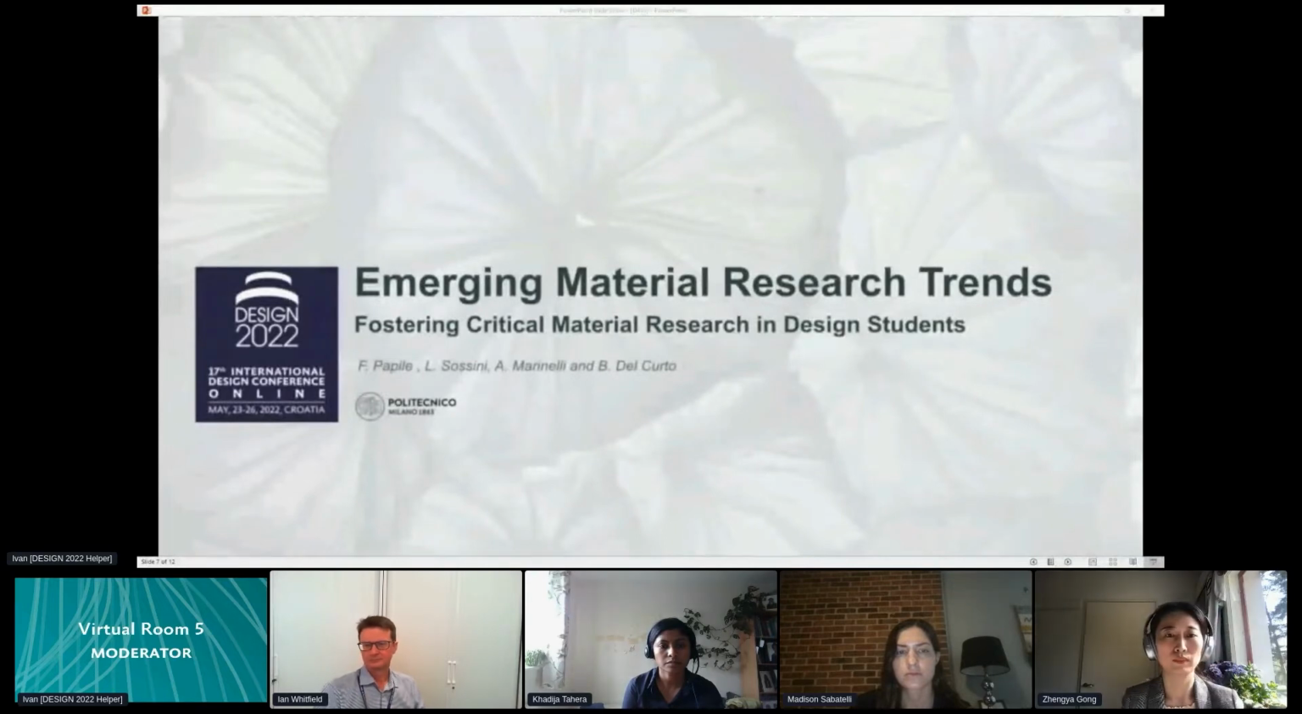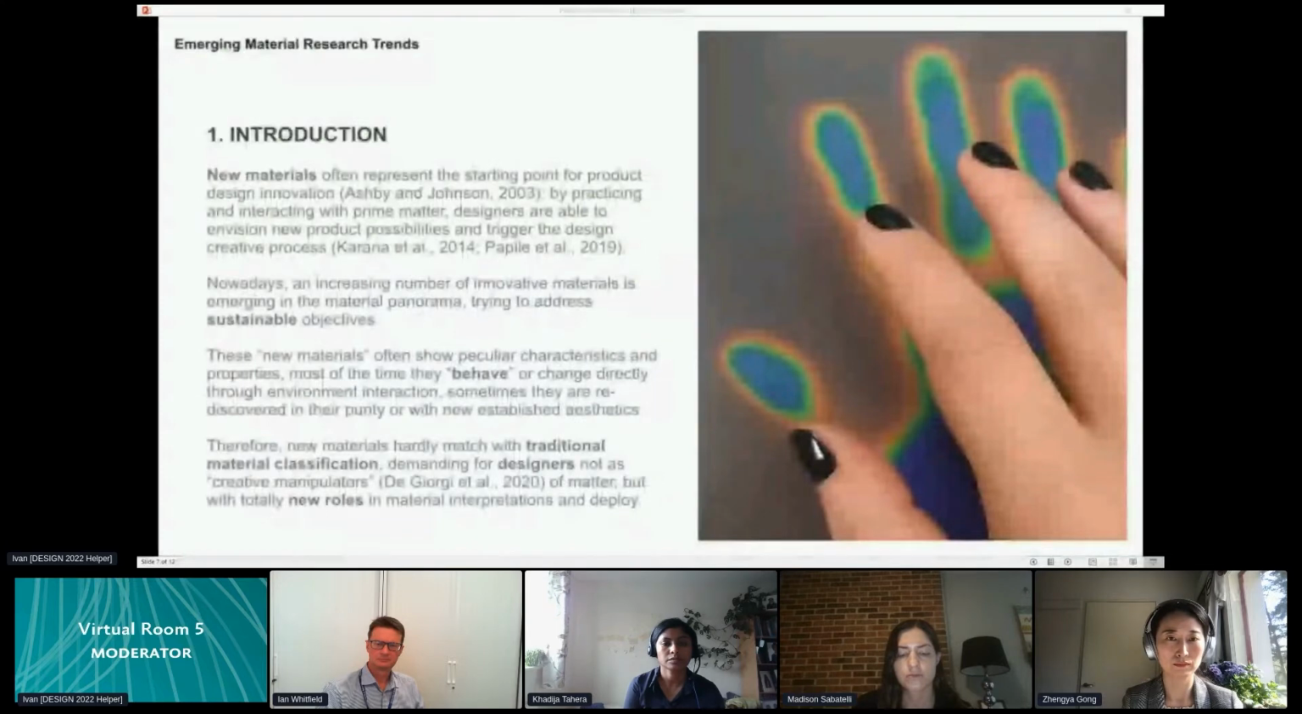The main aim of the presented work is to envision a new modus operandi pattern that could enable the monitoring of material research trends and foster a critical analysis of them in design students. New materials often represent the starting point for product design innovation.